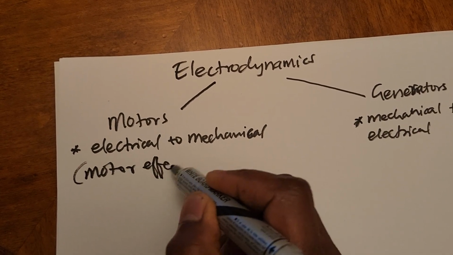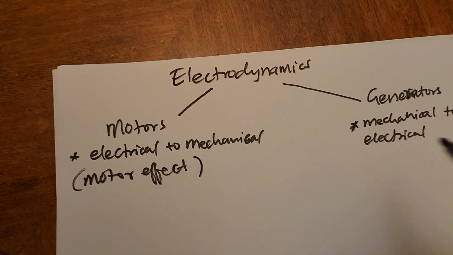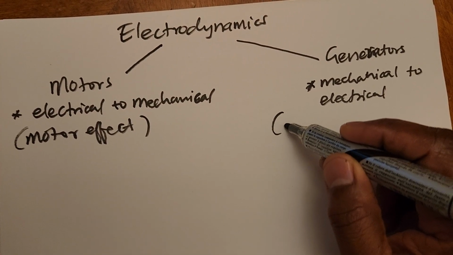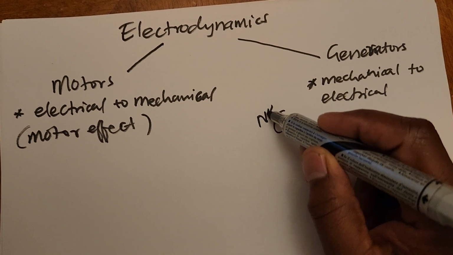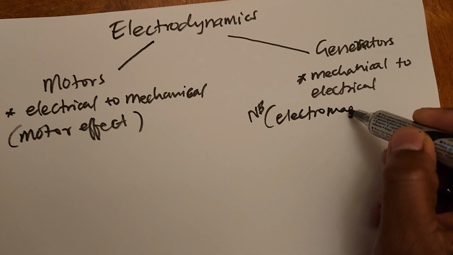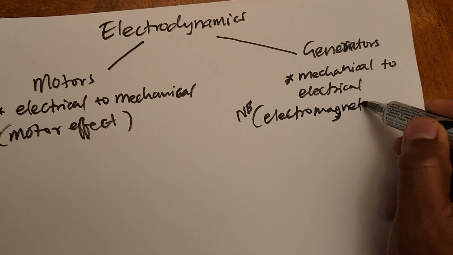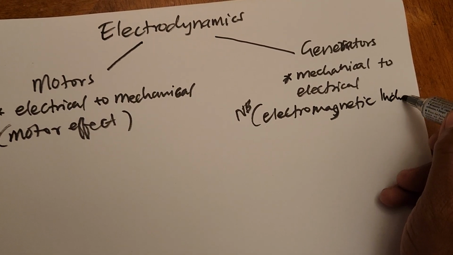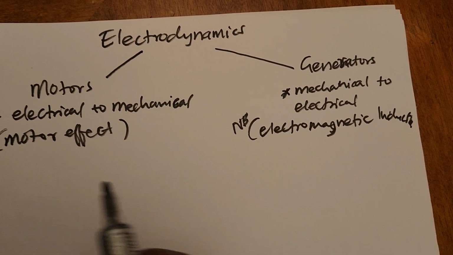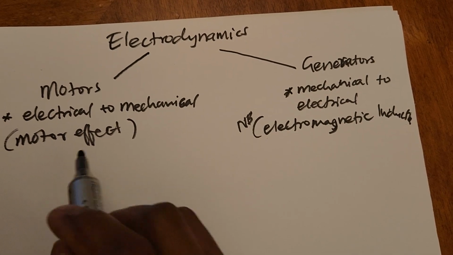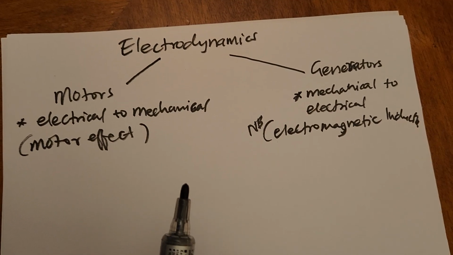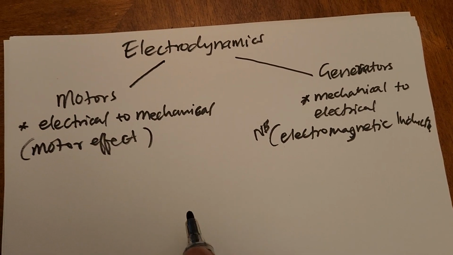Now, the principles that are used beside this energy conversion: the motors are using the motor effect, which is not examinable, and then the generators are using electromagnetic induction. Very important. Electromagnetic induction. I will explain how these things work when we use Fleming's right hand and left hand rules.